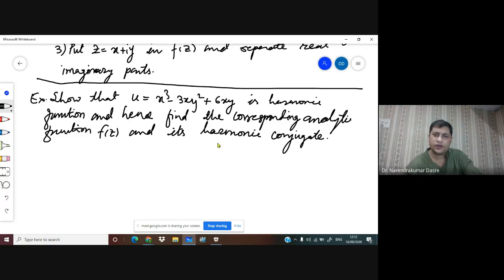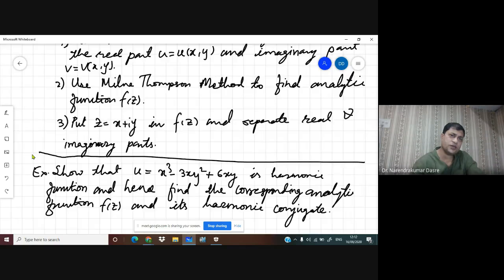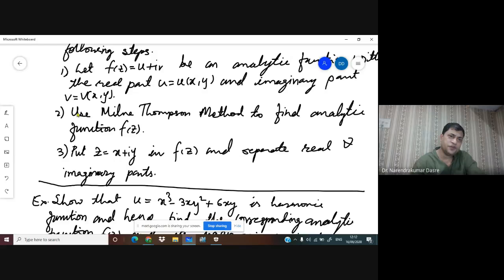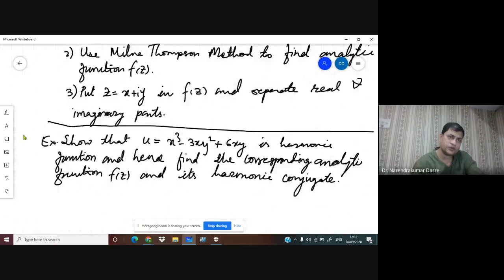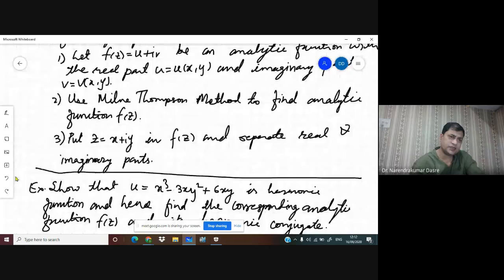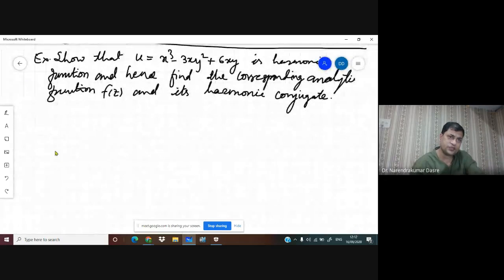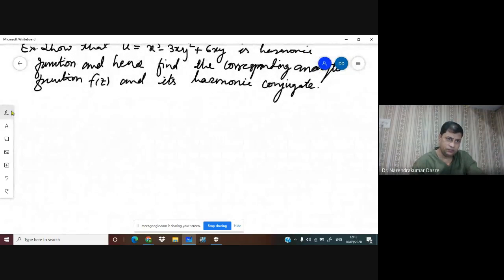Okay, so we have to find the corresponding analytic function and harmonic conjugate. So you can see what we have to do is, we have given u, we have to find out f of z, and then we have to find out its harmonic conjugate. So exactly these are the three steps that we have to follow for this example. So let's have the solution.